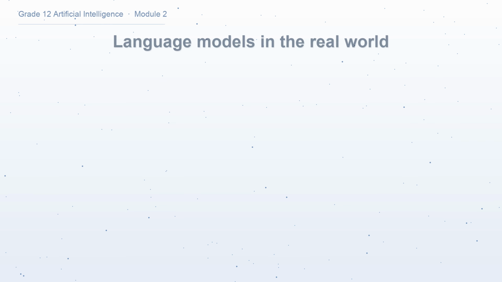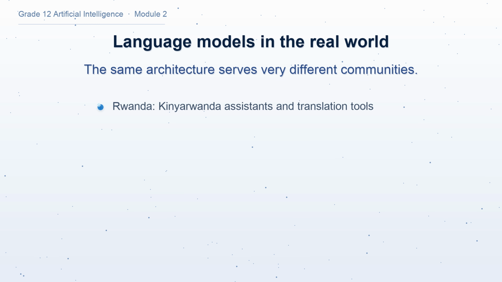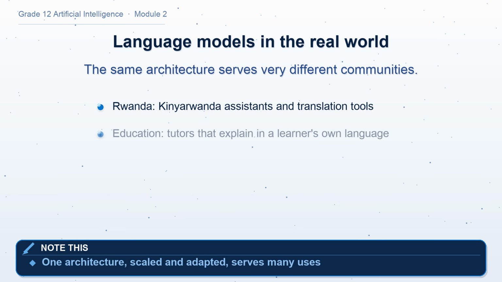These ideas already shape tools people use. In Rwanda, language models power Kinyarwanda assistance and translation, helping technology meet people in their own language. In education, a tutor can explain a hard idea in the learner's mother tongue. Across the United Kingdom and Europe, a single multilingual model can support dozens of languages at once.